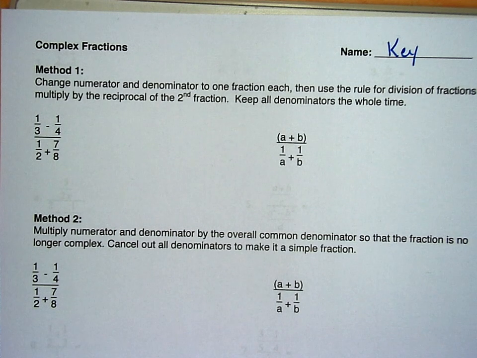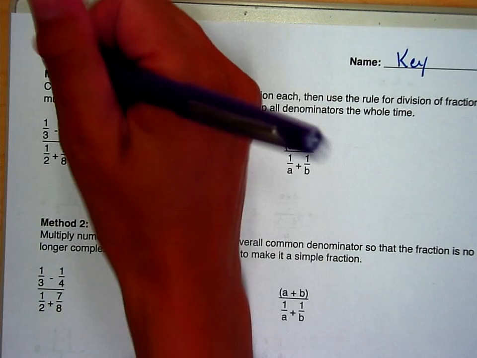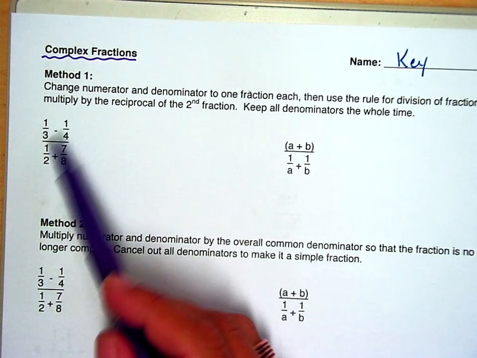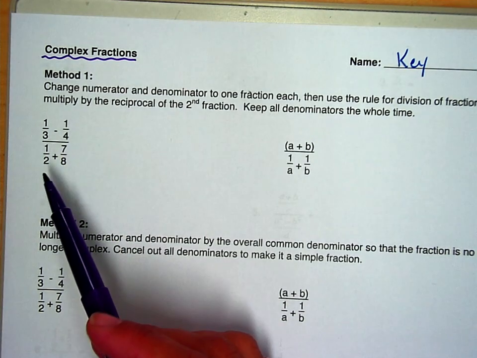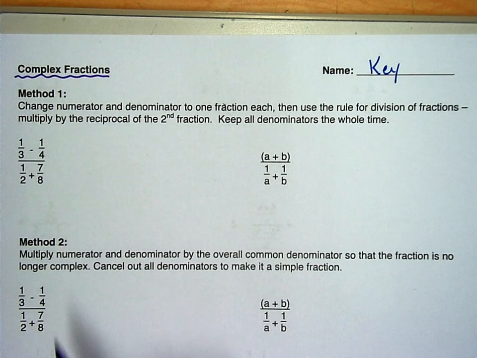Right, so I'm going to talk us through two different ways to simplify complex fractions. So first of all, what is a complex fraction? A complex fraction is a fraction within a fraction. So we've got some fractions within a big fraction. And so there's a couple methods to solve this. I'm going to show you what I call method 1 versus method 2.